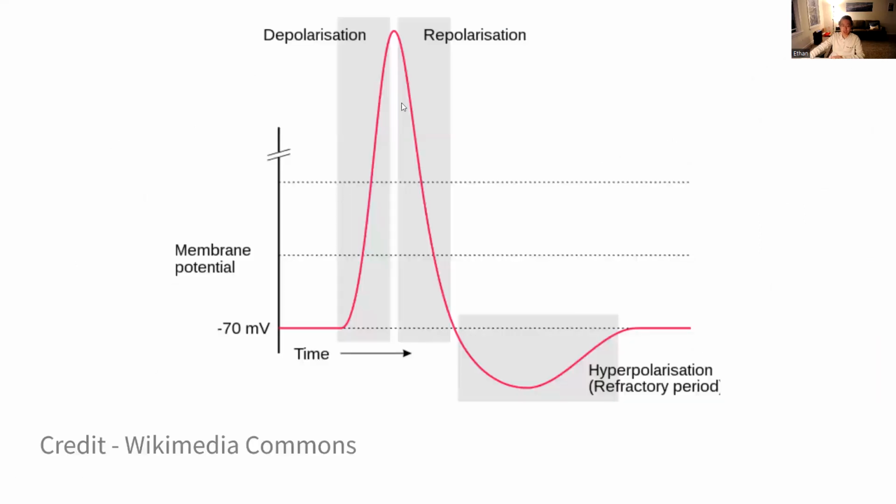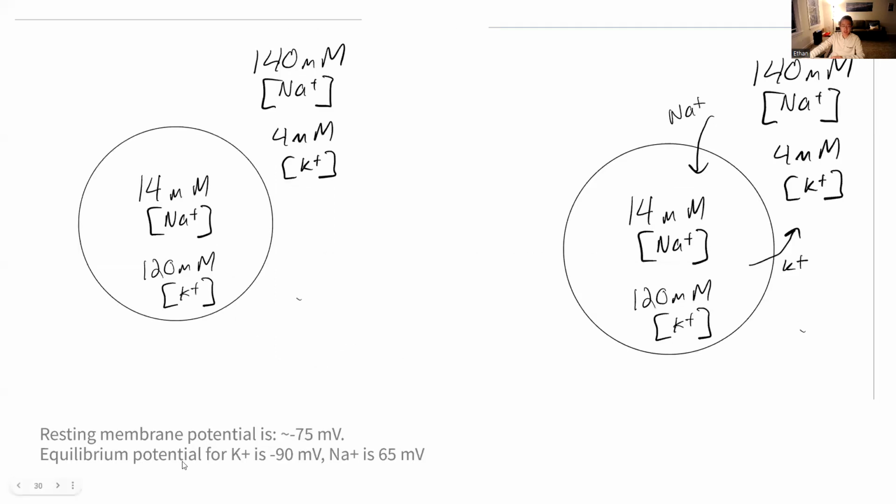So on both ends, on both the depolarization step and the repolarization step, the total membrane potential is constrained by the individual equilibrium potentials of the ions at play.